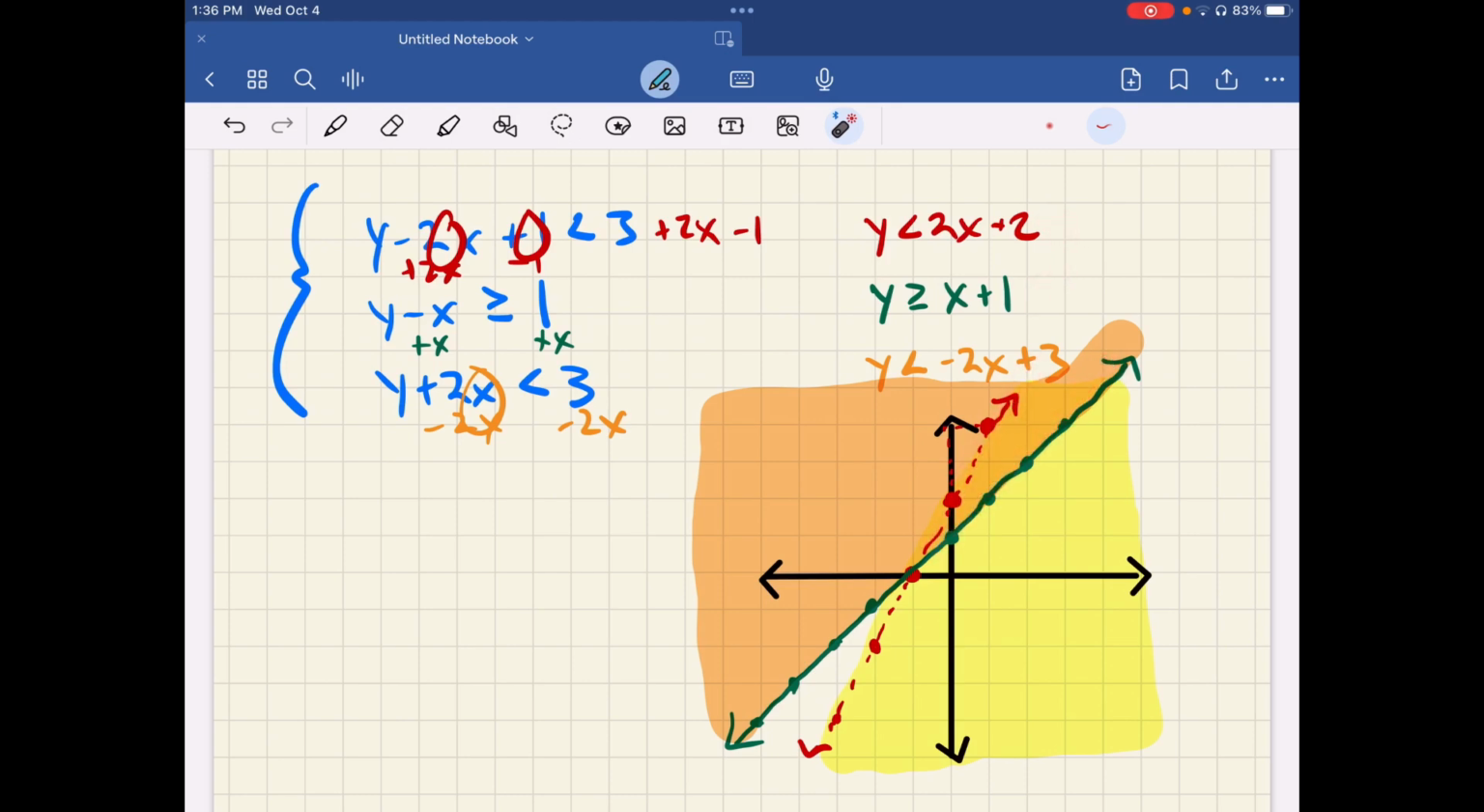All right. And now I have to do my last one here. I see I have plus 3, so I'm going to go up 3, 1, 2, 3, put my point in there. And now I have a negative 2, so I'm going to go down 2 over 1, down 2 over 1, down 2 over 1. I see I have a dotted line because it's just less than, so I get my dotted line here like this. And then finally, y is smaller, so I'm going to shade below that line.